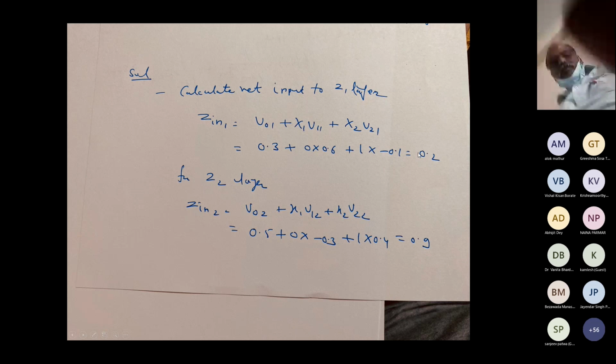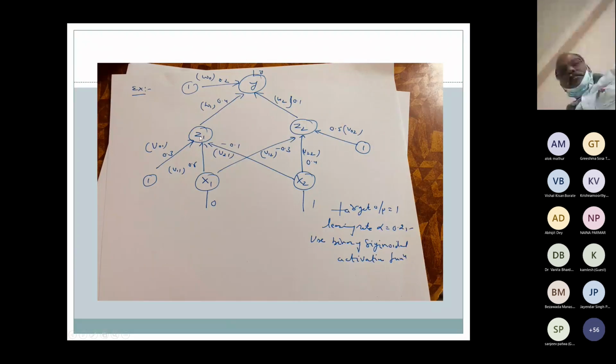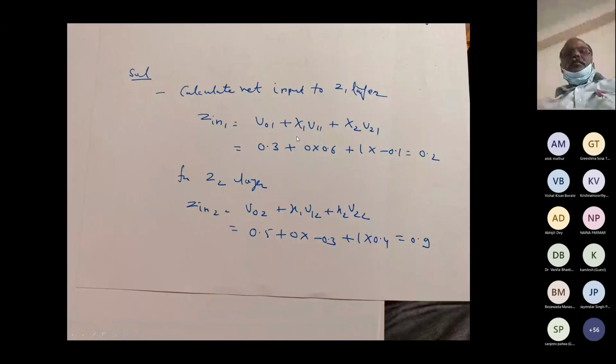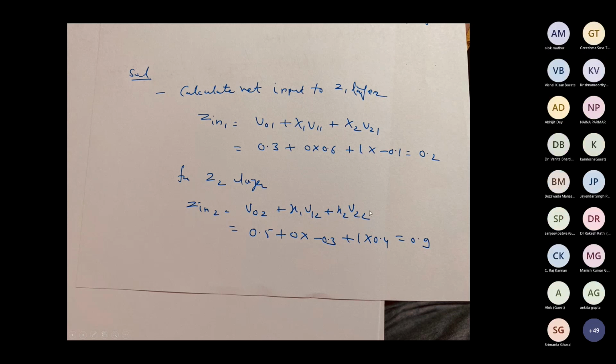This is now the new input value, because we do not know the z1 value and the z2 value yet. So once we get the z1 value, now for the z2 layer, z_in2, it is the same thing: the bias V02 plus the summation of xi times vi2, plus x2 times V22. So 0 times minus 0.3 plus 1 times 0.04 equals 0.09. Okay, we get two values, z1 and z2.